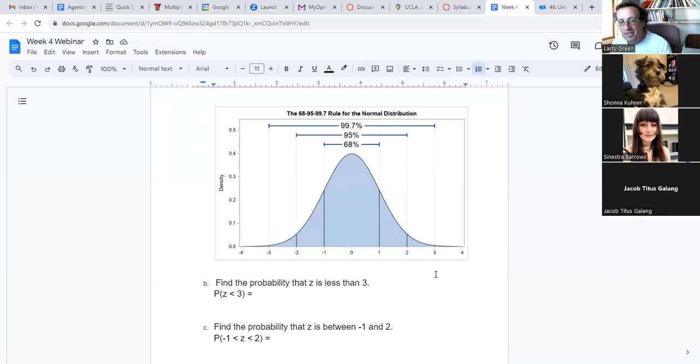Okay, so let me tell you what we can do. We don't know all the way less than 3, but we know -3 to 3. So let's start there. So that's going to be the probability that -3 is less than z is less than 3. But the problem is that's not all of it. What did I miss? I want the probability less than 3, and I know how to go from -3 to 3, but what did I miss?